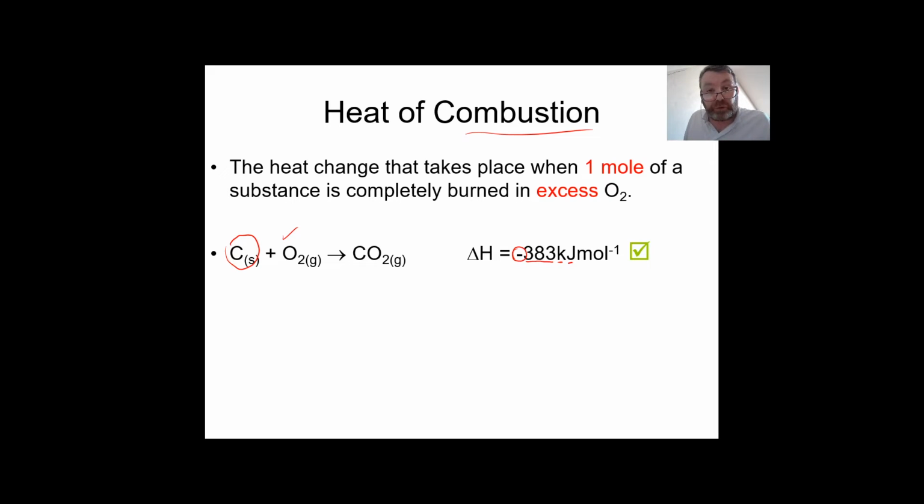This is the same as burning coal at home. Coal is carbon. You get a decent amount of heat from 1 kilogram of coal. So you get a decent amount of heat from a mole of coal, or a mole of carbon in this case.